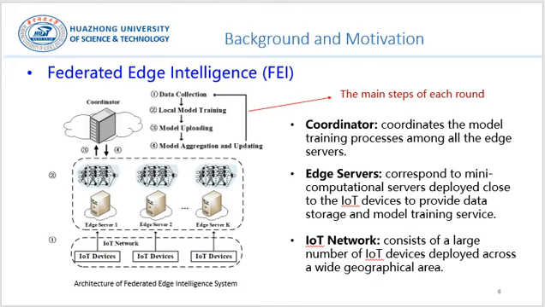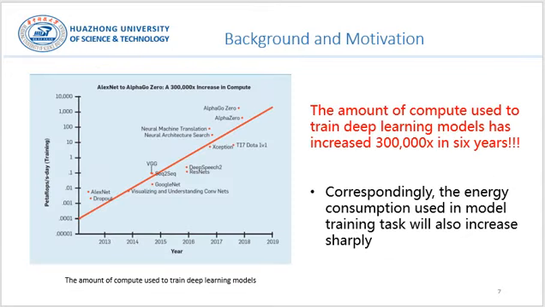The main steps of each round are shown in the figure. First is data collection, then is local model training, next is model uploading, and finally is model aggregation. The computation required for learning models has increased 300,000 times in 6 years. Correspondingly, the energy consumption used in model training tasks will also increase sharply. This is a problem that cannot be ignored and needs to be solved urgently.